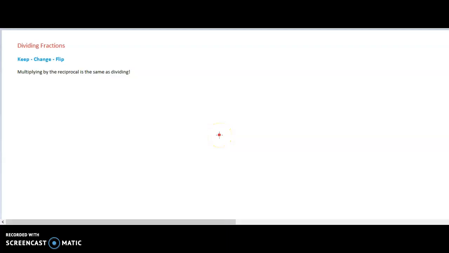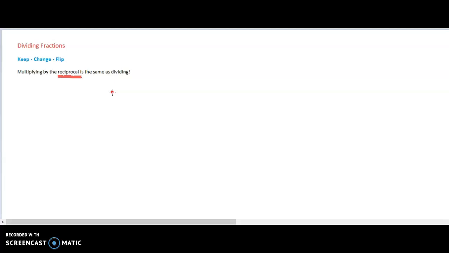Hey guys, so in this video we are just going to quickly review division of fractions. So remember that dividing fractions is the same thing as multiplying by the reciprocal. And so remember that the reciprocal is just when you flip it upside down. Okay, so we're going to start off with an example problem.